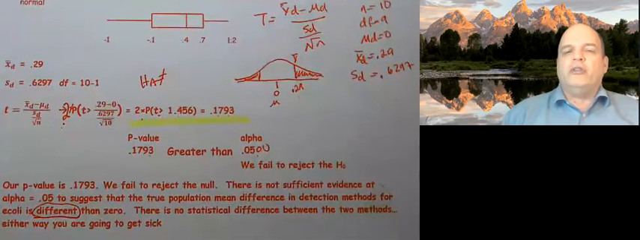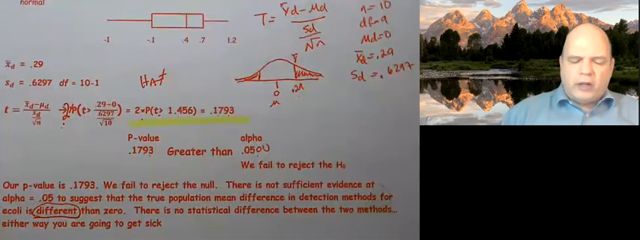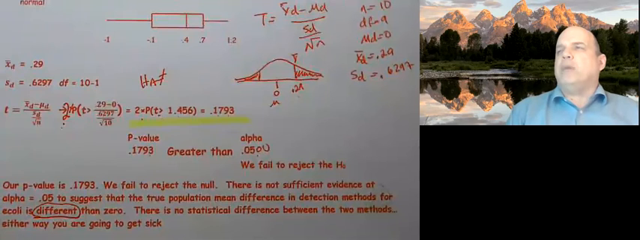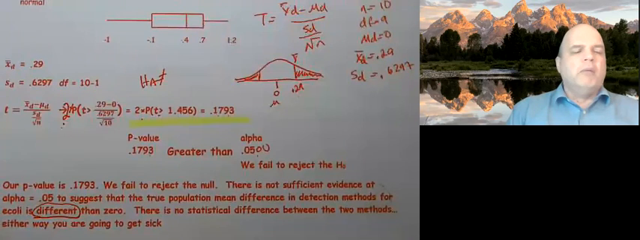So we're going to say that there's not sufficient statistical difference. There appears to be a little bit from our sample, but it's not different enough to be considered statistically significant. It could happen too easily by random chance alone. All right, the next one will be on the same data, but it will be a confidence interval.